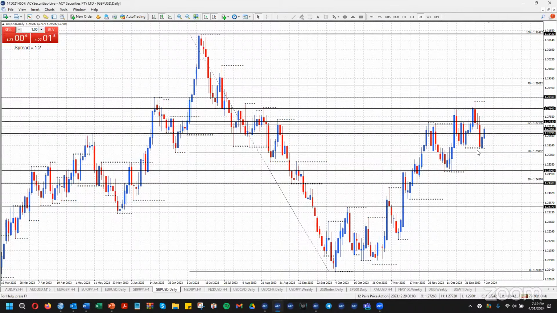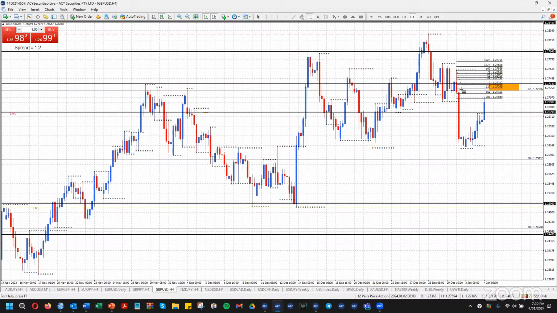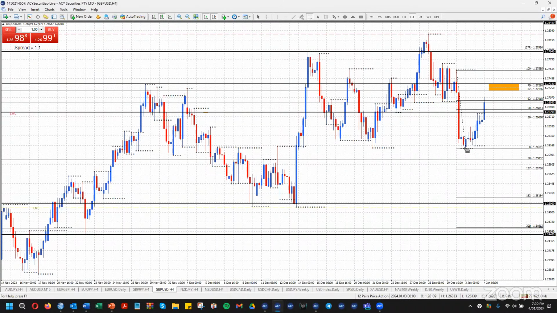First of all, this is my first area that I'm watching. And I can also be drawing a fib from this top of the week, the high this week, down to that low, and the 79% level of that range is just short of 127.33. So that's the area I'm watching at the moment.